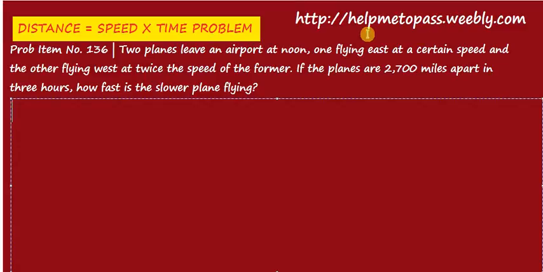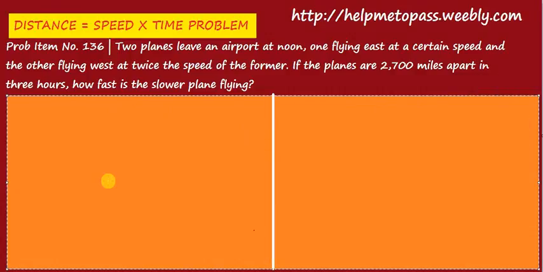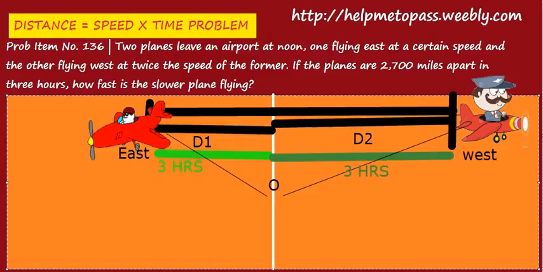We'll repeat. Two planes leave an airport at noon. One is flying east at a certain speed, and the other is flying at twice the speed of the former. If the planes are 2,700 miles apart in 3 hours, then how fast is the slower plane flying? That's the idea, and let's proceed further on how to solve it.